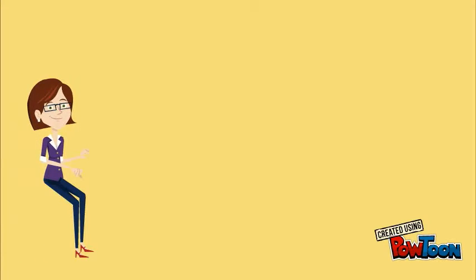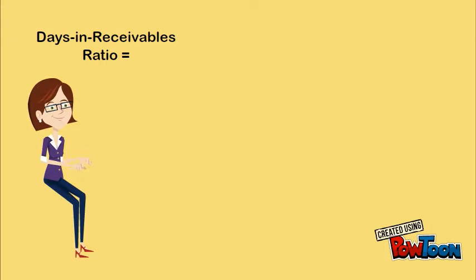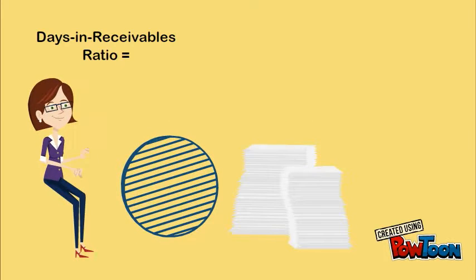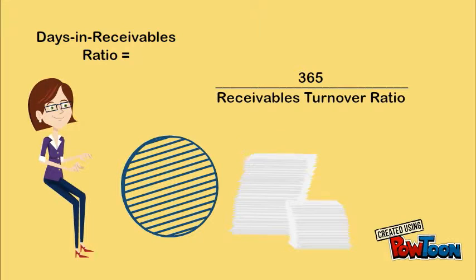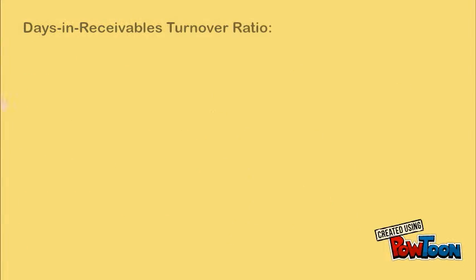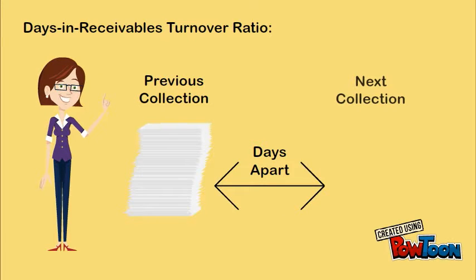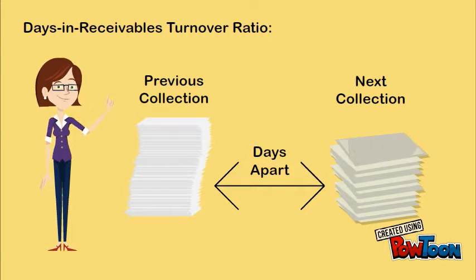To bring further clarification, the days in receivables ratio calculates the number of days it takes a company to collect receivables. This is done by dividing 365 by the receivables turnover ratio. The number indicates the amount of days existing between the collections of each receivable.